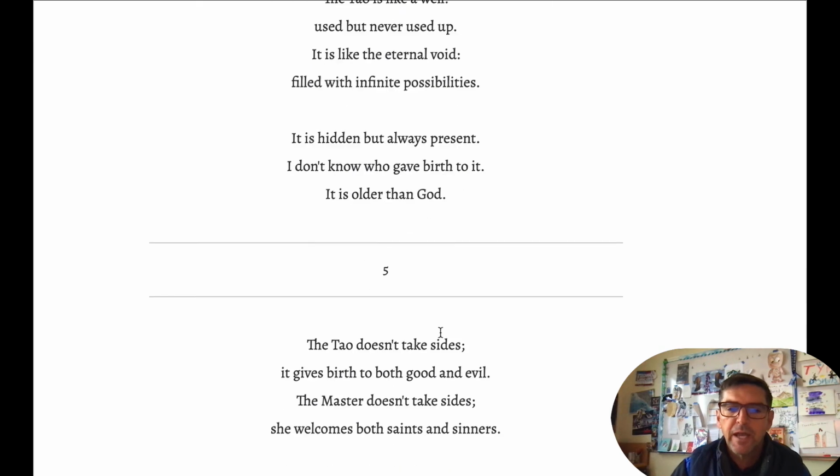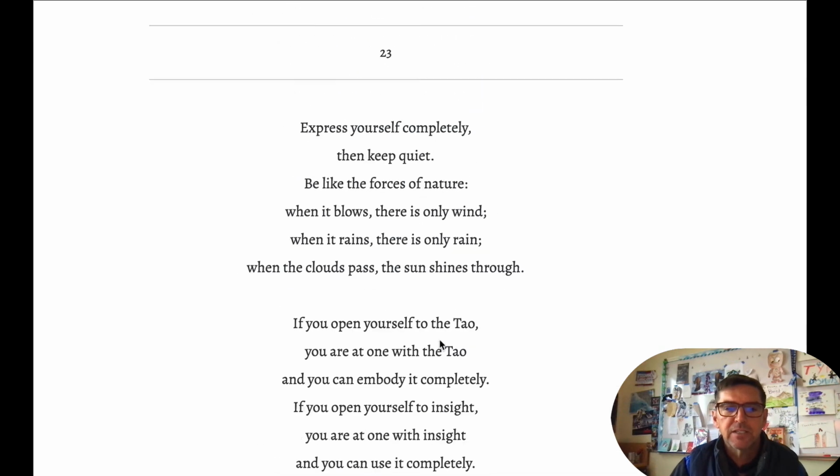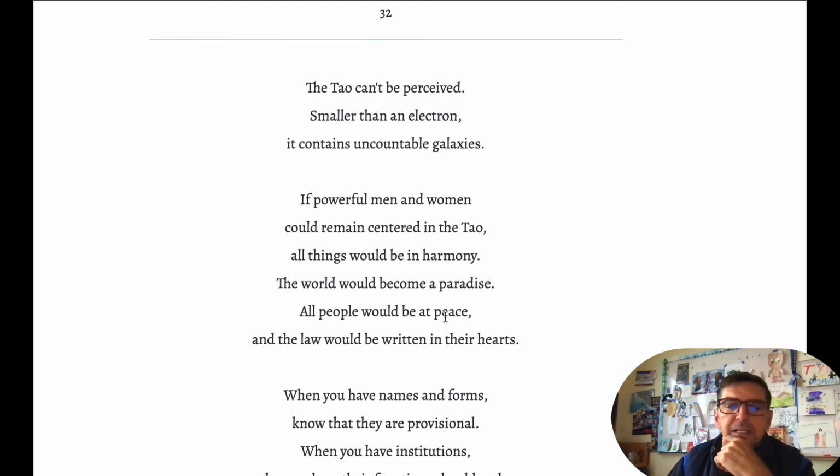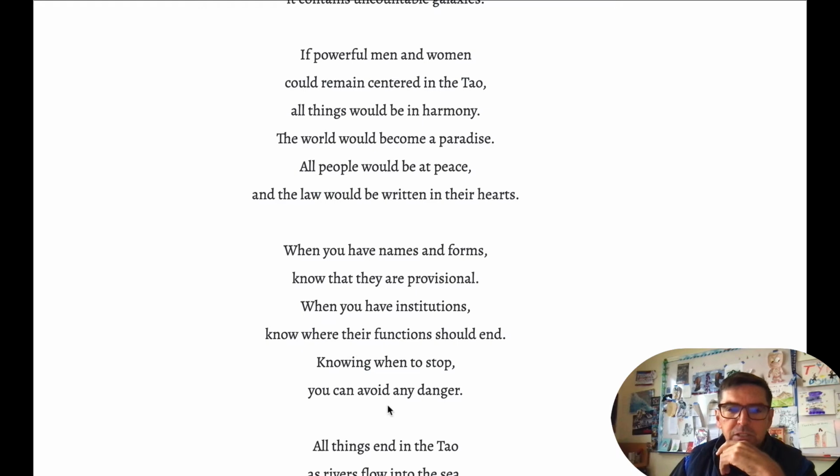So you can scroll down, go all the way to the end, because that changes, different kind of things happen. Let's just pop down here. If powerful men and women could remain centered in the Tao, all things would be in harmony. The world would become a paradise. All people would be at peace, and the law would be written in their hearts. What does that mean? What is Tao anyway? Is Tao God? Is Tao a thought? Is Tao love? So you're going to find 3 sections.